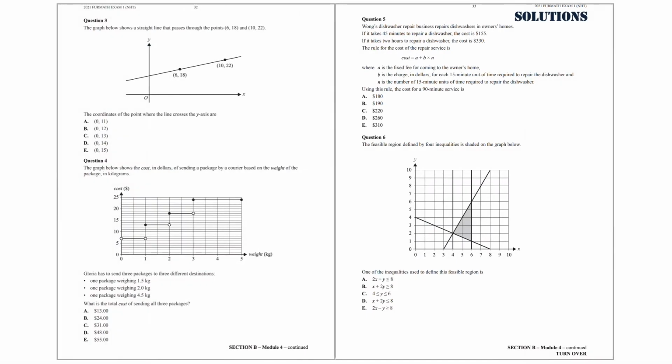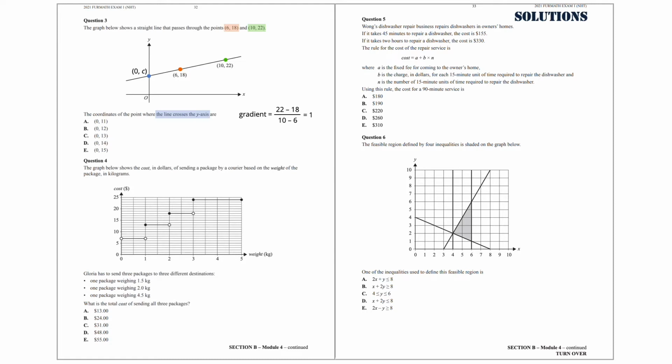Question 3. The graph below shows a straight line that passes through the points with coordinates 6 and 18 and 10 and 22. The question is asking to calculate the coordinates of the point where the line crosses the y-axis. Let's label this point with coordinates 0 and C. We are going to calculate the gradient of this line, which is 22 minus 18 divided by 10 minus 6, and that equals 1.